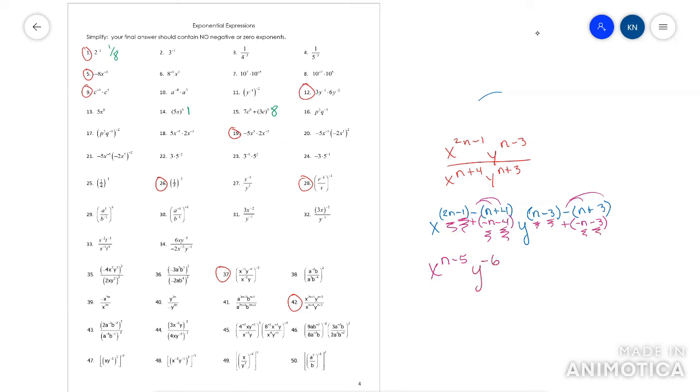And so I would basically be done, except this right here, now it does have a negative exponent. So it's got to switch places. So my final answer here is x to the n minus 5 over y6.